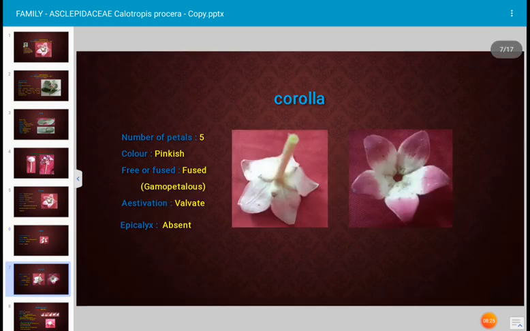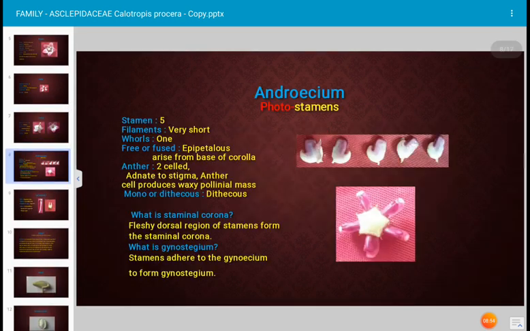Next, this is the corolla of Calotropis procera, Family Asclepiadaceae. Corolla consists of petals. There are 5 petals in the flower, and the color of the flower is a beautiful pinkish. The petals are united at the basal region. Therefore, this united condition of petals is described in taxonomy as gamopetalous condition. Estivation is valvate again, and epicalyx is absent.